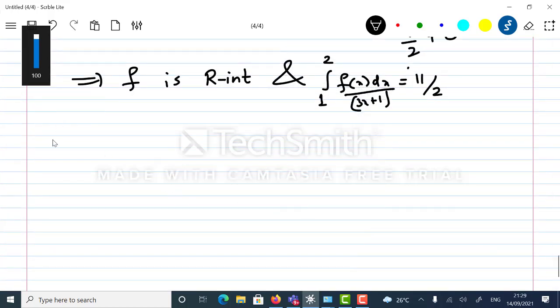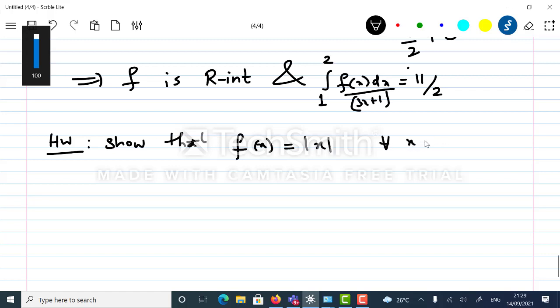Okay, so here is a quick homework for you all. You can show that f of x is equal to mod x for all x between -1 to 1 is R integrable. And you can use the Riemann sum idea to find out the integration value.